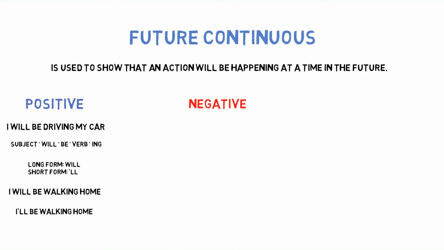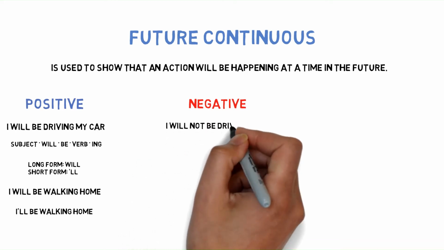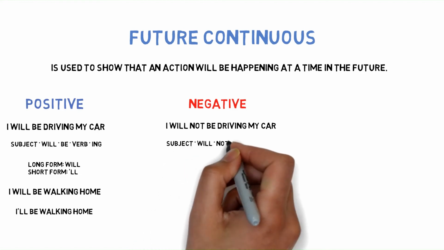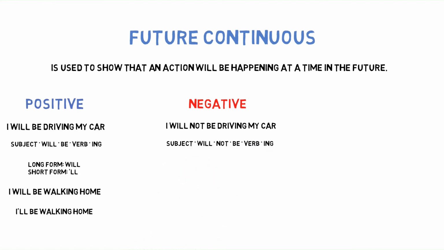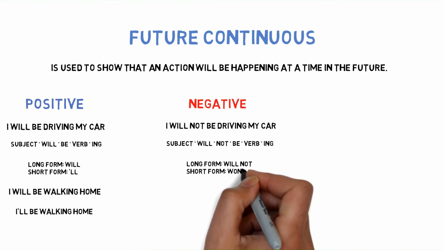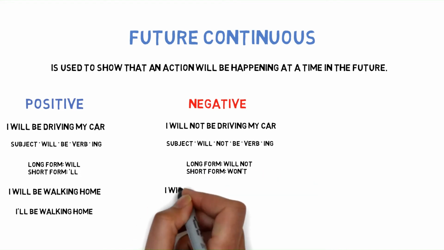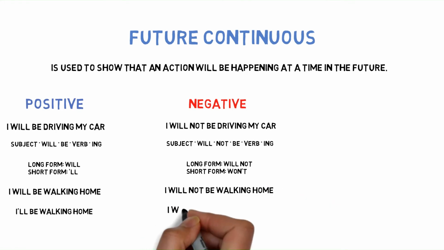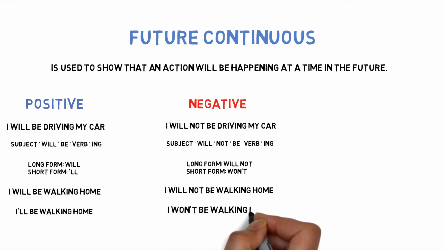For the negative form, I will not be driving my car. So, subject plus will plus not plus be plus the verb ing. Of course, short form is won't instead of will not. I will not be walking home. Short form, I won't be walking home. Both are correct. بجوج صحاح.